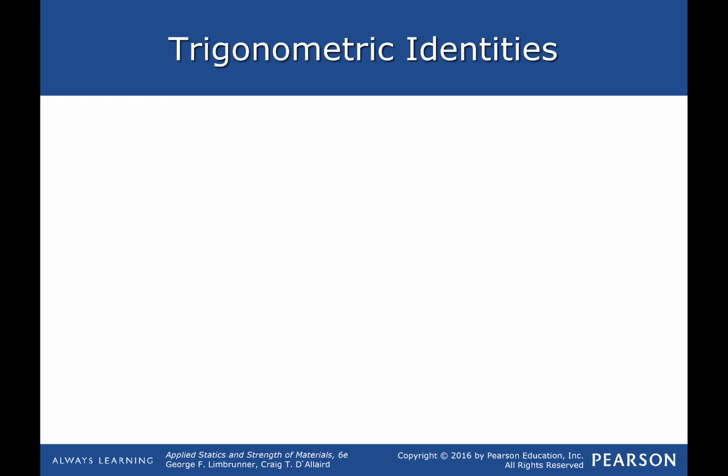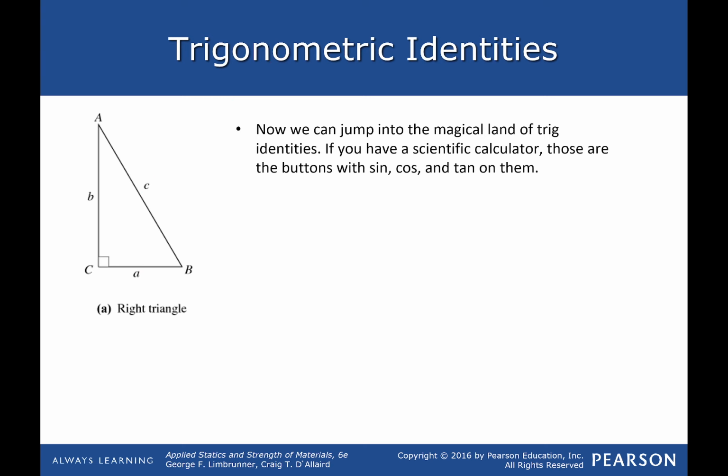Okay, now it's time for some trigonometric identities. Now, here's a right triangle again. Once again, these are going to be based on a right triangle. We have others that are for obtuse triangles, but we're not there yet.